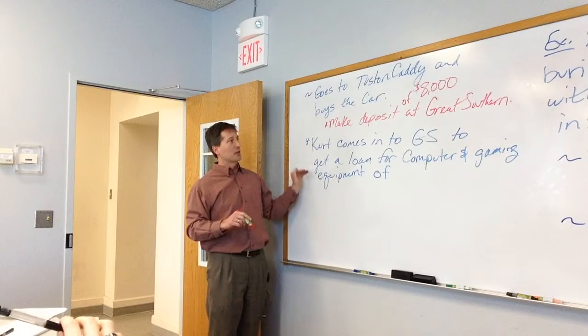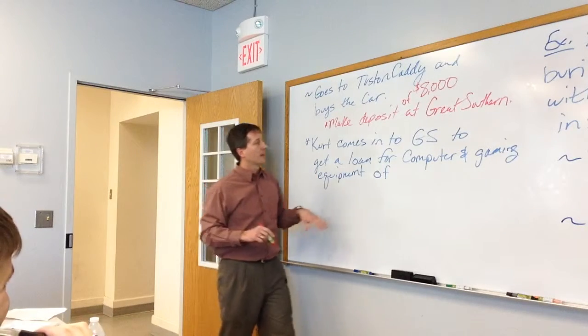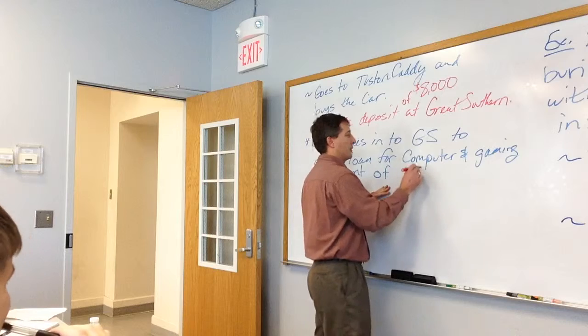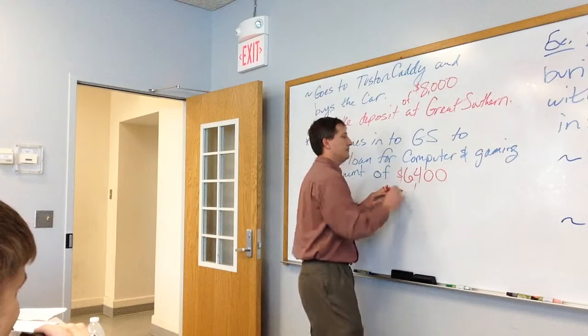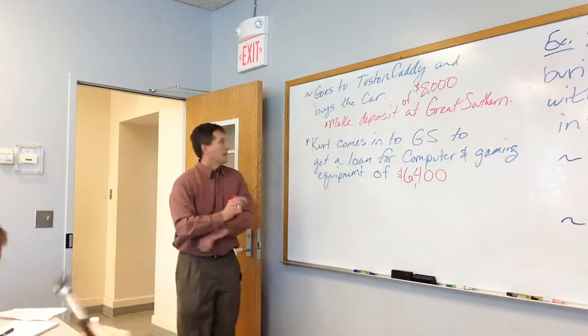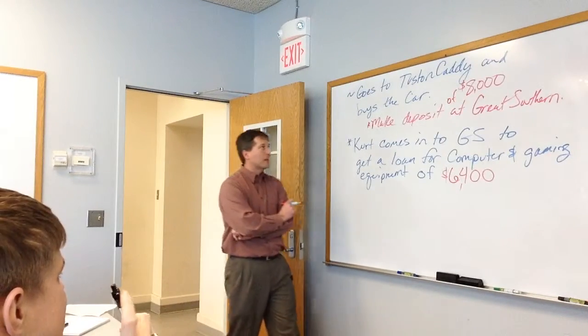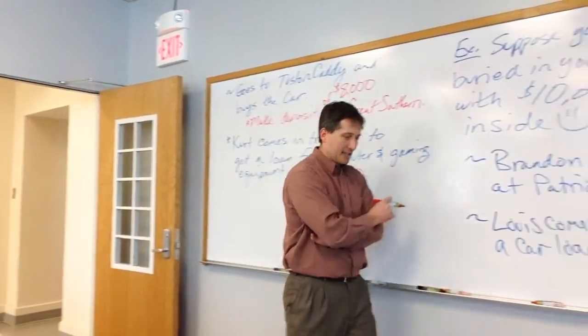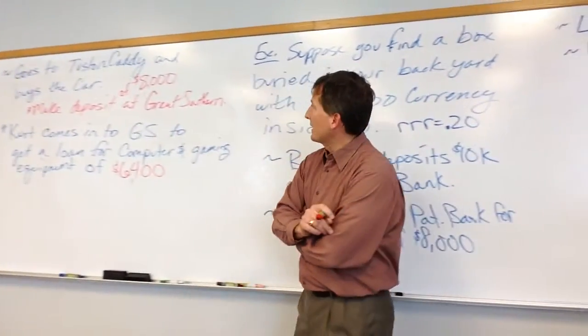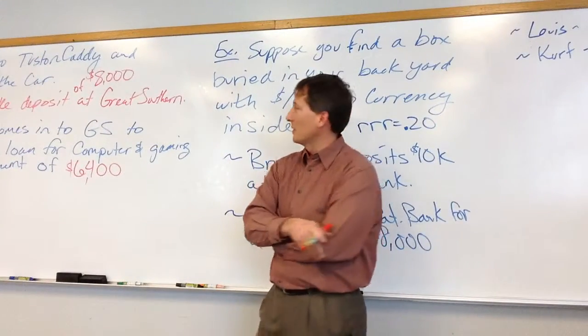So Kurt comes in to get a loan of 6,400 for his computer and gaming equipment. And it just so happens Great Southern is happy to do that since they got the deposit from Tustin Caddy earlier that day.